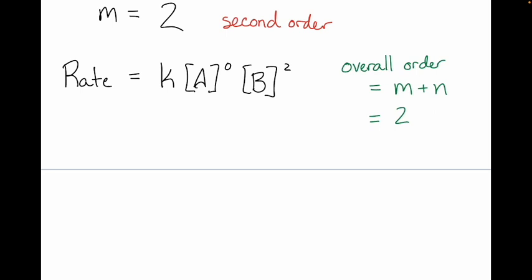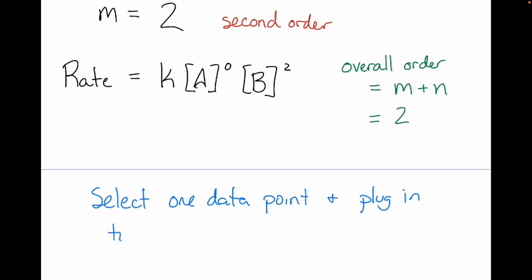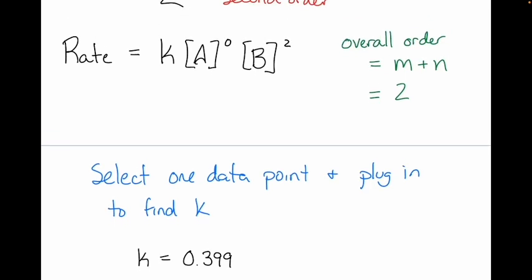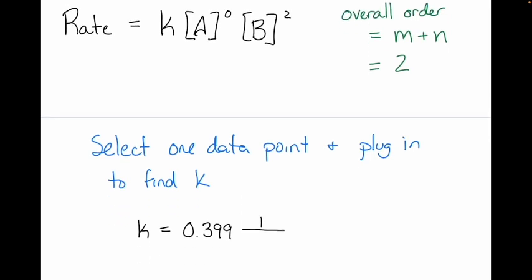All right, and we're going to call it there, but just to be clear, we could then select one data point and plug in to find that value of K. And so for y'all, just for the sake of checking your work here, because we're out of time, the value for K that you would get would be 0.399, and those units would be 1/2 molar.